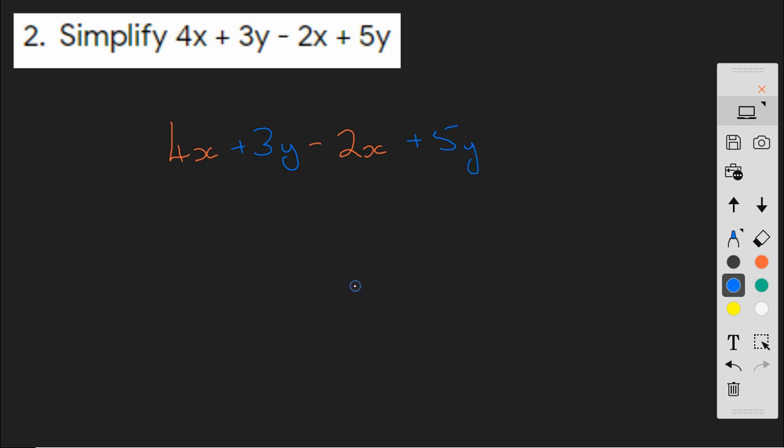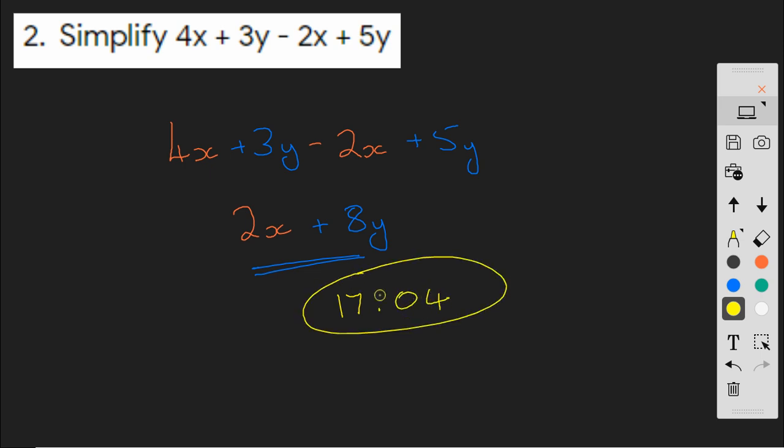So when we look at our red x's, we've got 4x, take away 2x, so that comes to 2x there. And if we look at our y's, we've got 3y plus another 5y, so we've got 2x plus 8y. Okay, so collecting like terms. And the nugget for us to go to here to practice collecting like terms is 17.04.